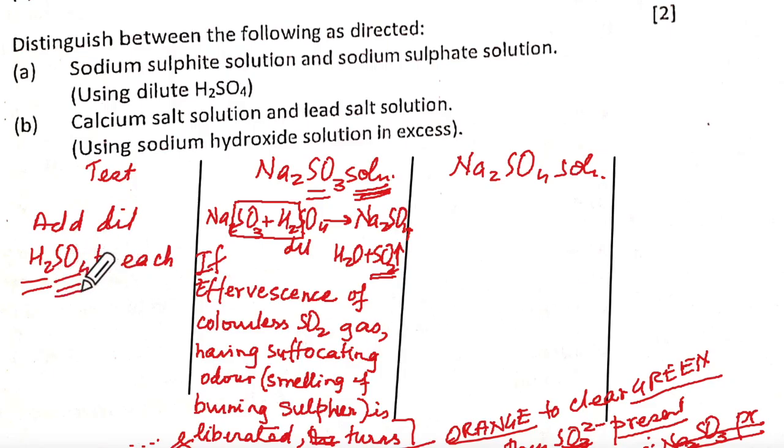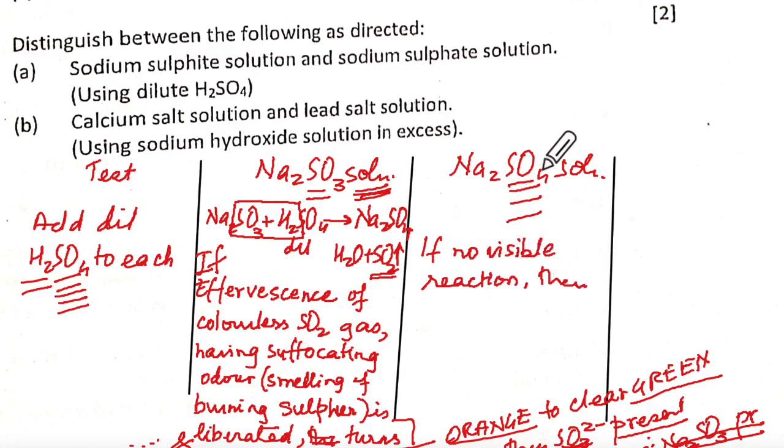Now this is SO4 here and this is SO4 here. Will I get any reaction, any gas? No reaction. So what you'll say, if no visible reaction, then will I say SO4 2 minus present? No. I will say then Na2SO4, because it is not Na2SO3, so it will be Na2SO4 present. Understanding? Yes, ma'am.